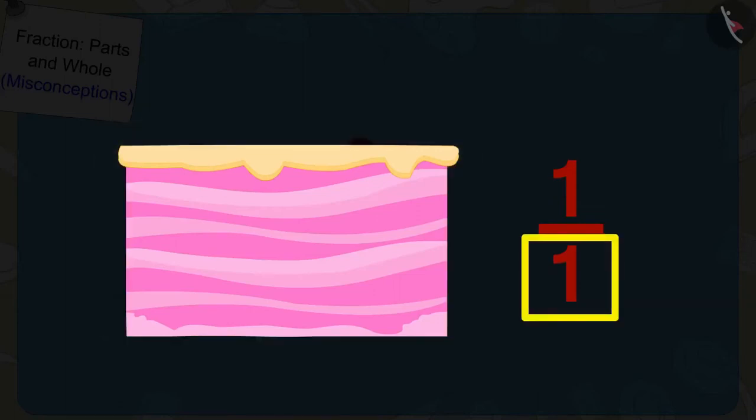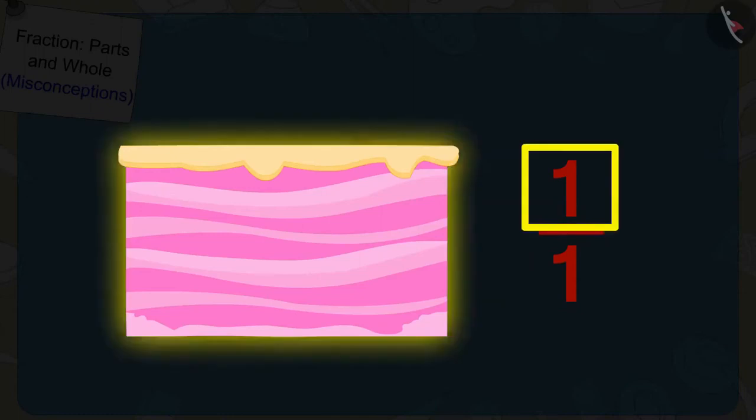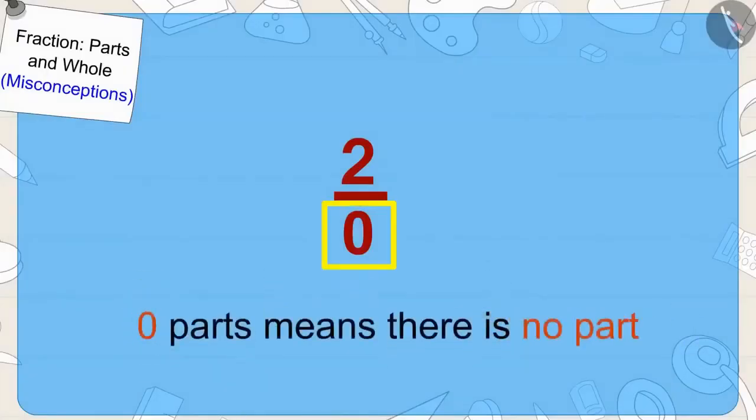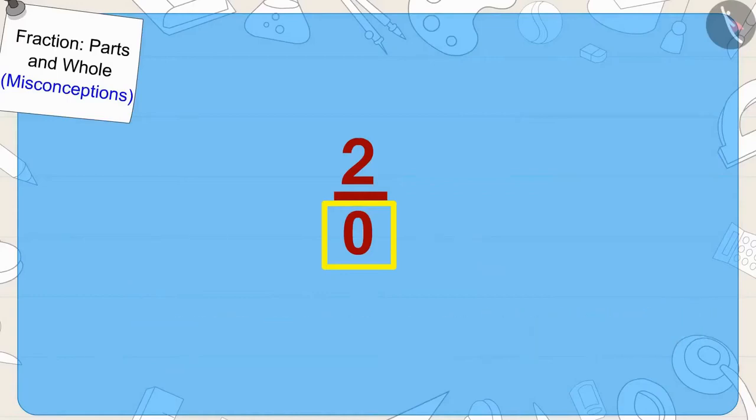Like, if we have this cake, we can write it as 1/1, meaning this whole cake is 1 part and we are taking that whole portion. And 0 parts means there is no part. And when there is no part, then how can we take 2 parts from it?